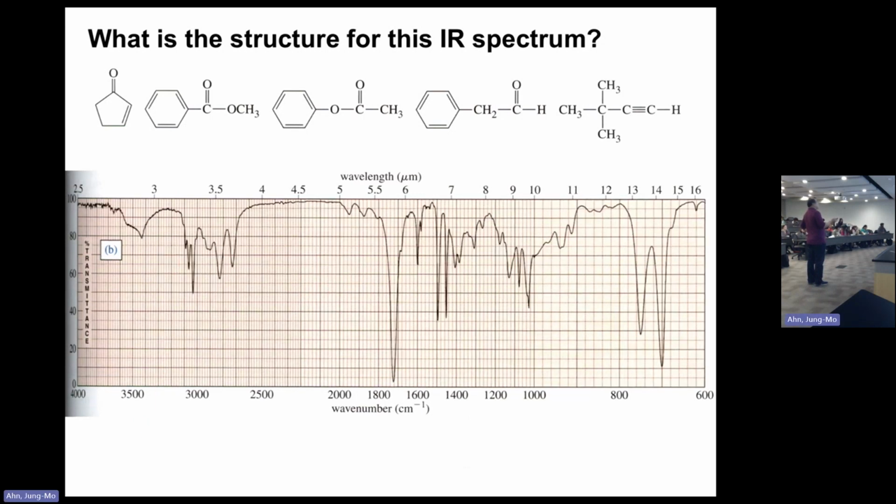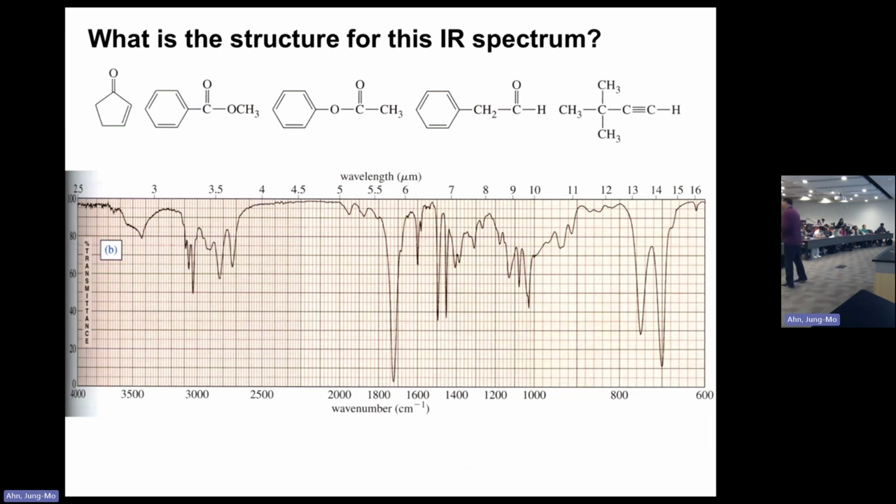All right, the next one. Next one, we do have a strong signal down here, about 1720. So 1720 sounds like a very typical carbonyl stretching signal, maybe coming from a ketone. It could be an aldehyde. It could be a carboxylic acid. To be a carboxylic acid, we should have a very big, broad OH signal there, which we don't see at all. So this cannot be the carboxylic acid.